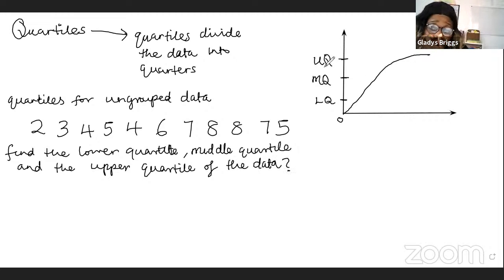Remember, upper quartile can be abbreviated to that. Some people still call that quartile 3, and they call that one quartile 2, and this one quartile 1. So you have to know all of those names. They mean the same thing. Now, the first thing that you have to do is put this in ascending order. You know what ascending order means? From smallest to largest. So let's start by doing that.